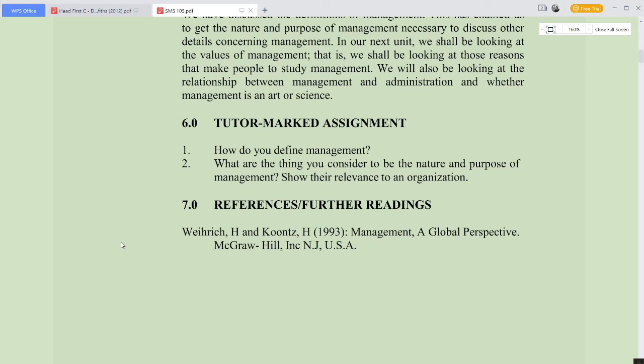Now, please, let's take our time to do this and let's drop our response. Let's react to these questions in our group chat. Why do you think we have management in an organization today? What is their nature? What is their purpose?